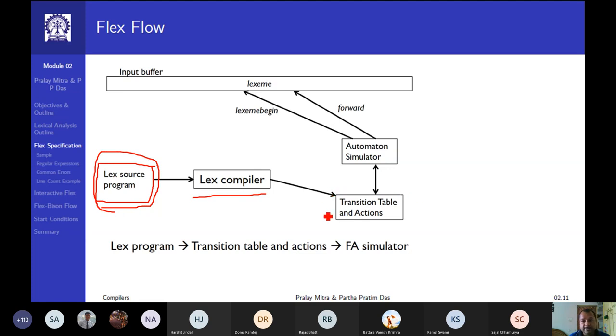You will generate this transition table and action, then the automata or simulator, which will scan the source program for the lexeme, classify it into different token classes and output that token class along with the lexeme.